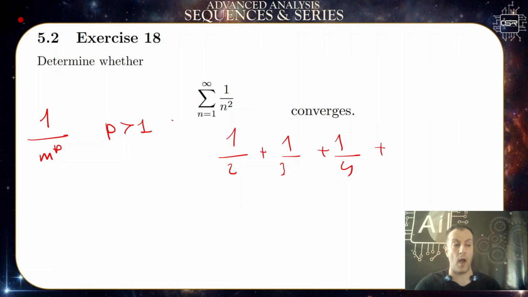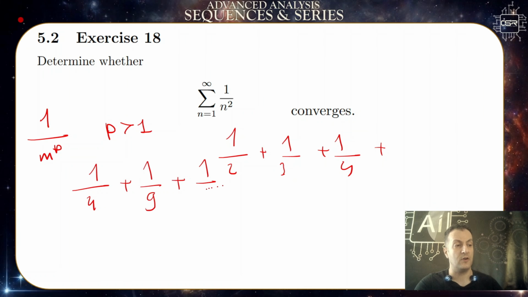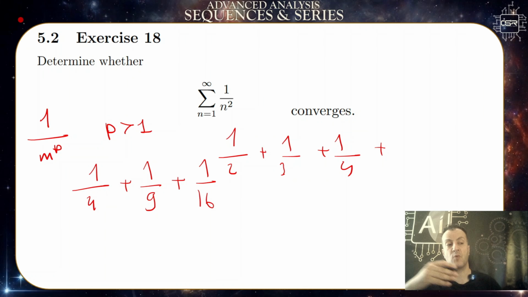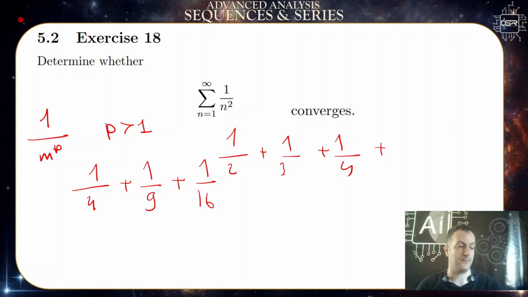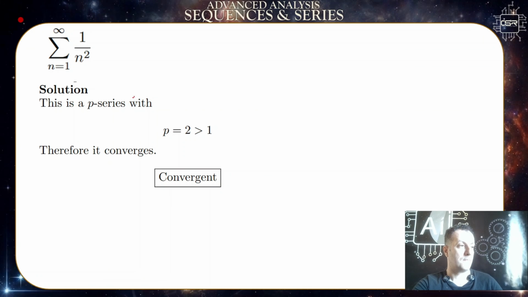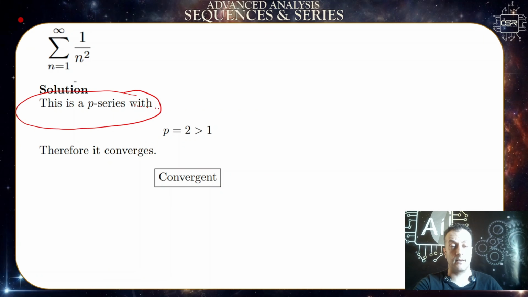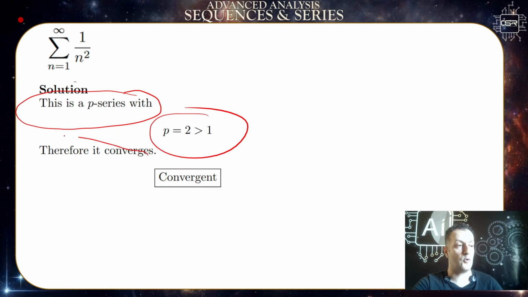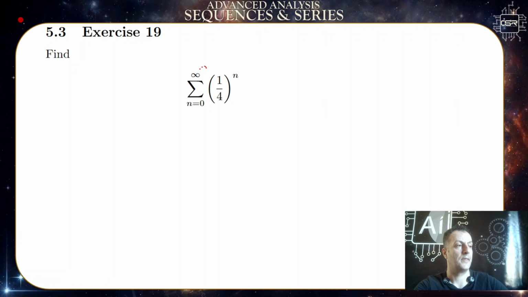Meanwhile, for n squared, what you would get is 1 over 2 squared, which is 4, plus 1 over 9, plus 1 over 4 squared, which is 16. So it decays rapidly all the way to 0. This is the missing part. This is the difference between a series and a sequence. So for p greater than 1, the series converges. Again, this is called a p-series technically, with p greater than 1. Therefore, it converges.